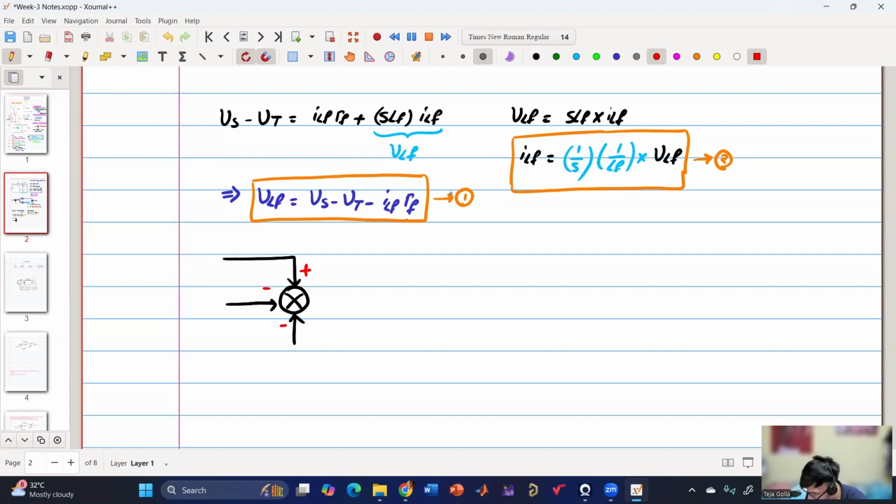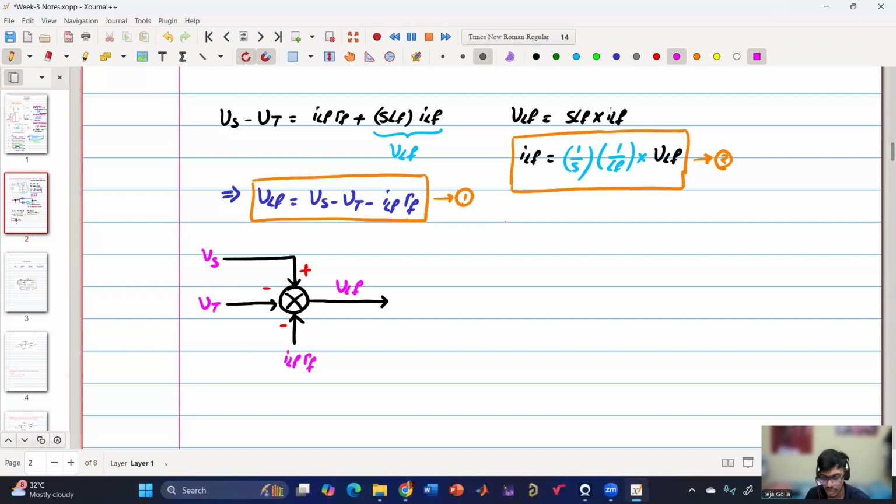So what are the plus terms and what are the minus terms? Vs is plus, very good. Minus Vt. And then ILF into RF is negative. But the question is, how do we know ILF? So we'll get back there. What is the output of this summer block? VLF. Very good. So the output is VLF.